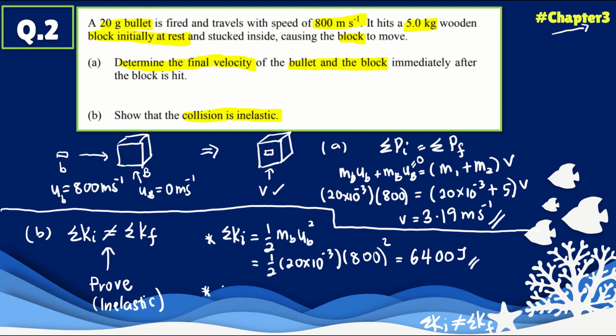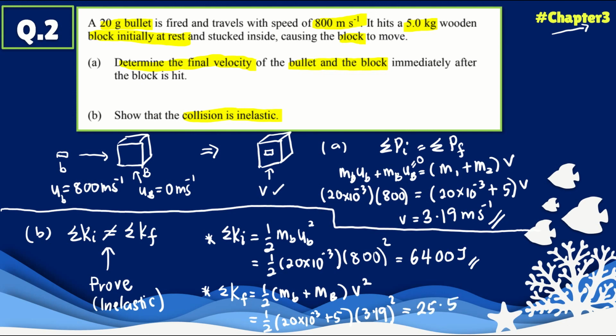Next, we need to find the summation of kinetic energy final. It is equal to half of M bullet plus M block times velocity final squared. So it is 20 times 10 to the minus 3 plus 5, times 3.19 squared, and the answer is 25.24 joules. From these two values, the summation of kinetic energy initial and the summation of kinetic energy final, we are proving that this is an inelastic collision, as both values are different.